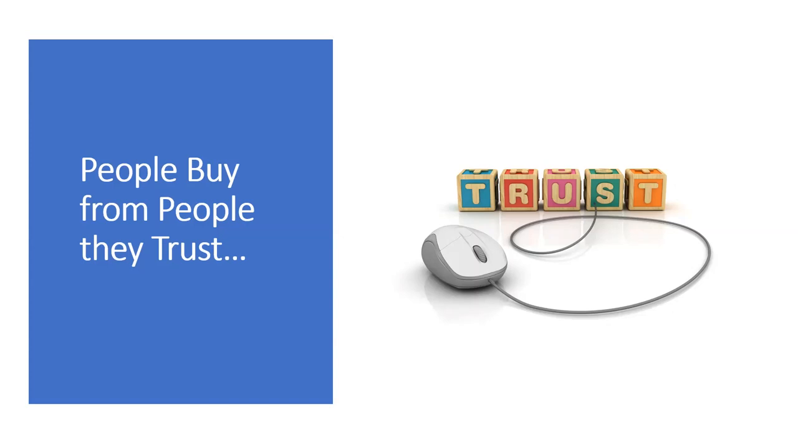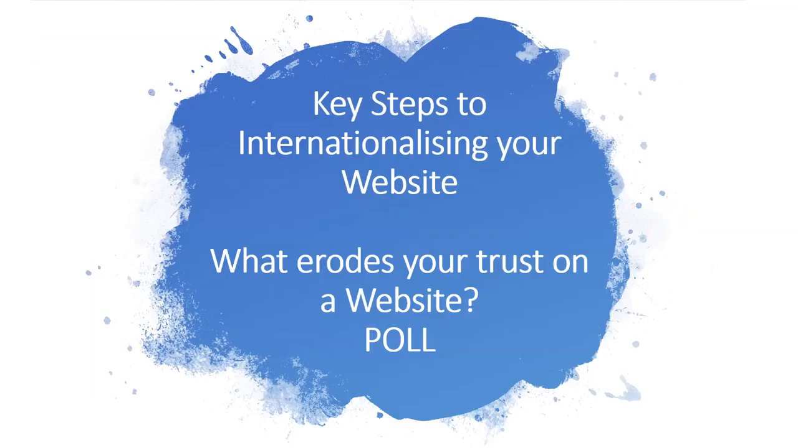So we're just going to run a quick poll. I think we're going to try anyway. We tried this morning, didn't we, Anne? Hopefully Anne's going to be able to bring the poll up. So here you've got a choice of answers. You need to pick one. What is the number one thing that puts you off and erodes your trust when you're looking at a website? You've got a number of choices here. And once everybody's had a vote, we can have a look at the percentage share.